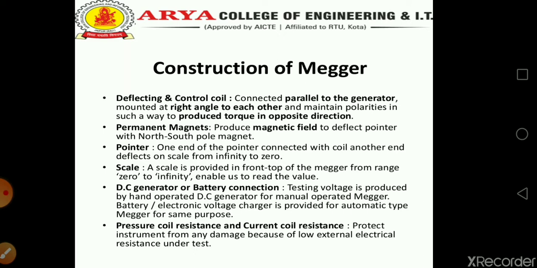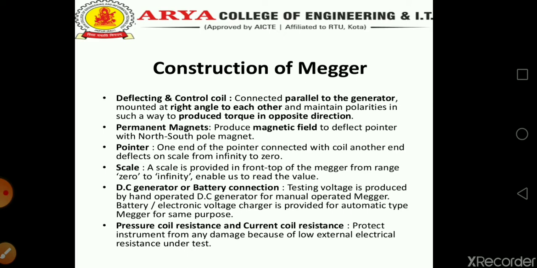Pointers and a scale are provided on the front top of the Megger, from range 0 to infinity. Testing voltage is produced by a DC generator or battery connections. In the hand operated Megger, the testing voltage is produced by the hand operated DC generator. For the manually operated Megger, battery and electronic voltage charges are provided, and for the automatic type of Megger, the same is provided for the same purpose.